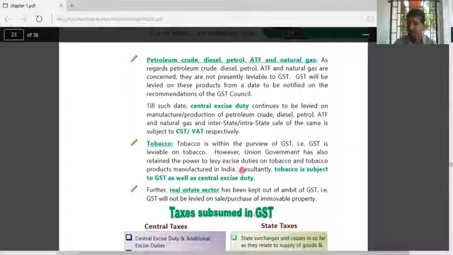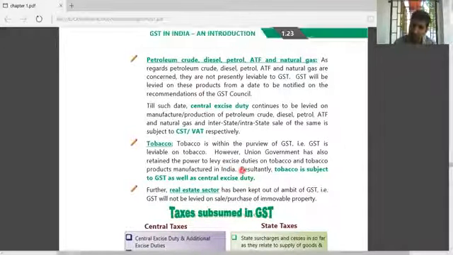Now tobacco products. Tobacco products were not mentioned earlier. Why? Because for tobacco, GST is applicable. The most important thing is that tobacco is within the purview of GST. Tobacco is subject to GST as well as central excise duty. So on tobacco, GST is charged as well as central excise duty.